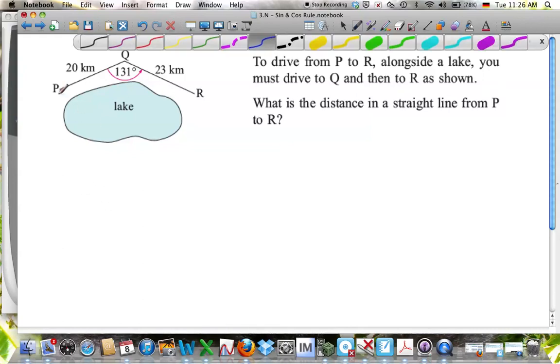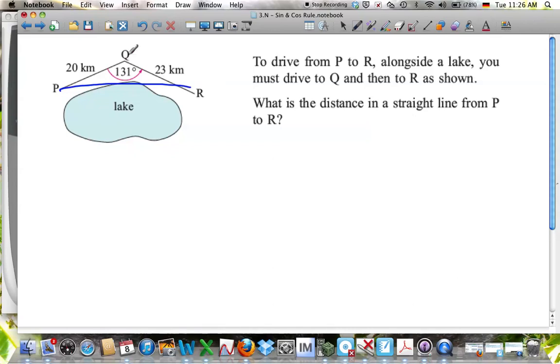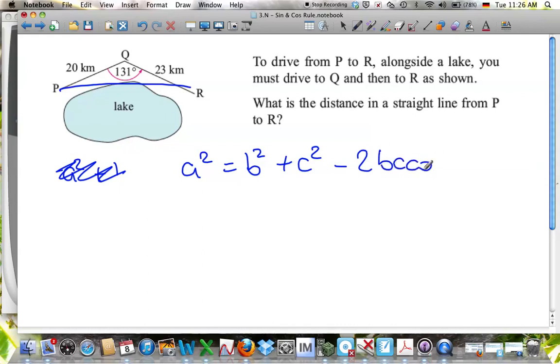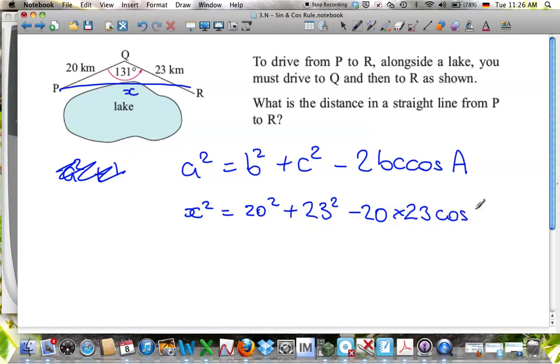Okay, so we've got our triangle here. We've got an angle sandwich, so we're going to use the cosine rule, which says, start again, a squared equals b squared plus c squared minus 2bc cos A. The matching A's are this, our missing side, and this. Okay, so we're going to say this side squared equals the sum of the other two sides squared, minus the other two sides times cos of the angle in between them, which is the 131.